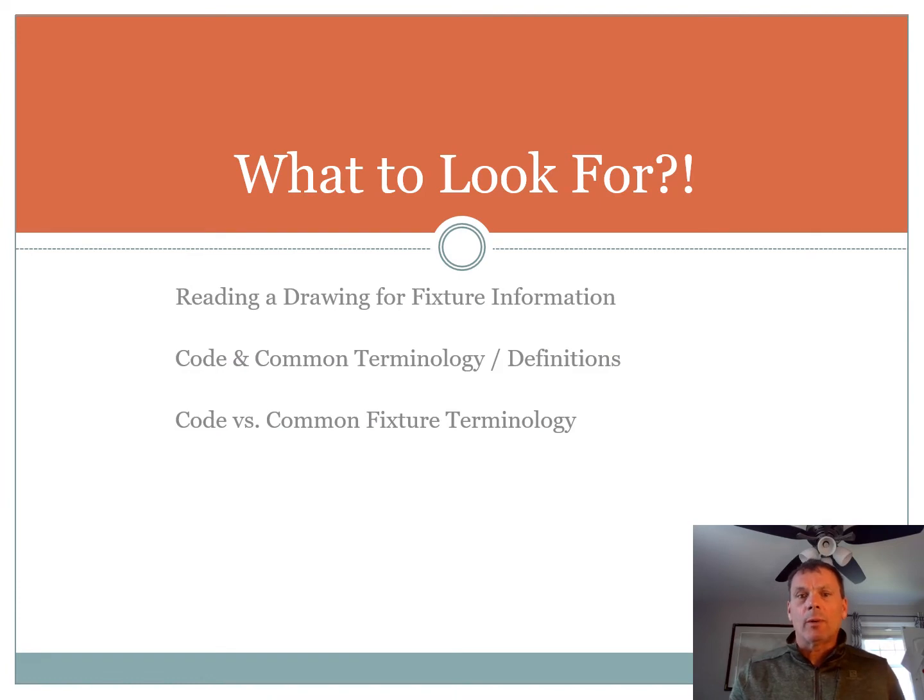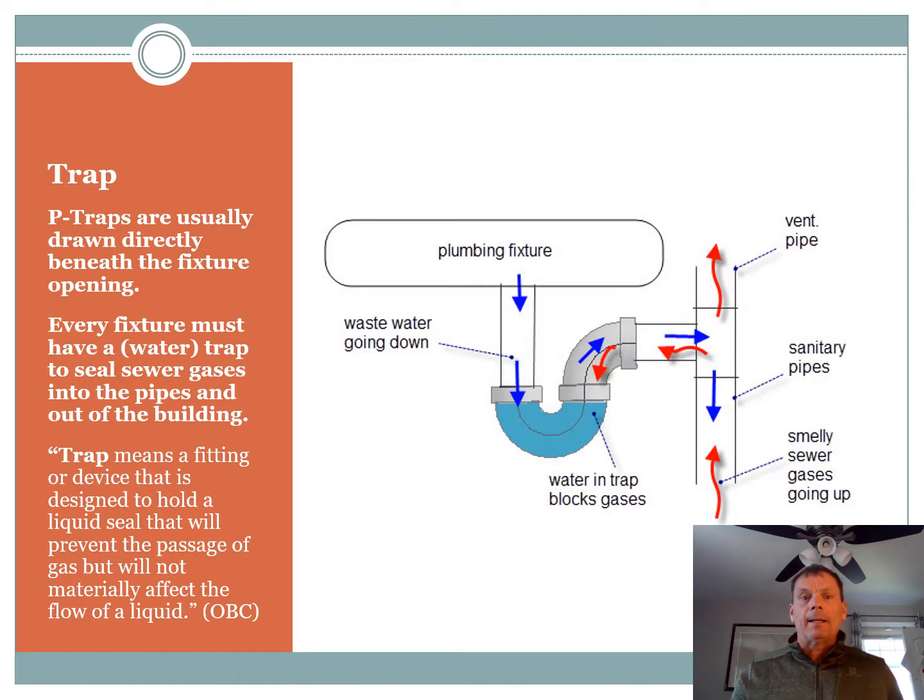So what to look for is where we're going to start. A couple of things you need to know is, first off, every fixture has a trap of some sort. In this particular slide, we have a P trap, it's called. It looks much like the letter P, if you will, just on its side, or standing up. Okay, that's not a very good P, but you get the gist of it. My apologies.